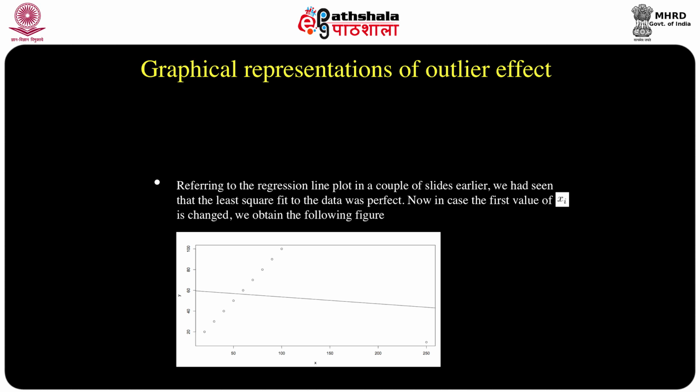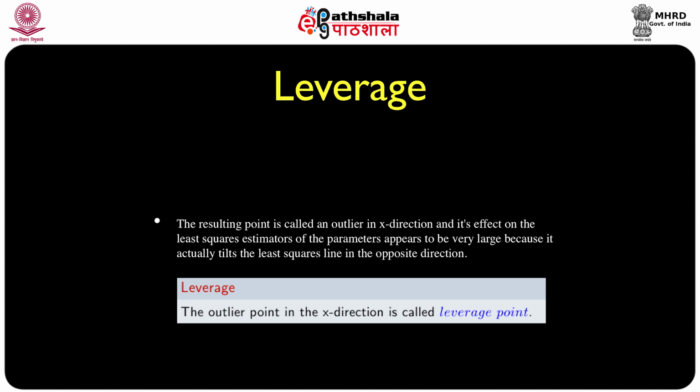Now, referring to the regression line plot a couple of slides earlier, we had seen that the least squares line fit the data perfectly. Now, suppose in the same data set, one of the values of x is different. It is so different that when we fit a regression line using the least squares technique and plot it, we see that under the influence of the changed x value, the regression line completely tilts in the opposite direction.